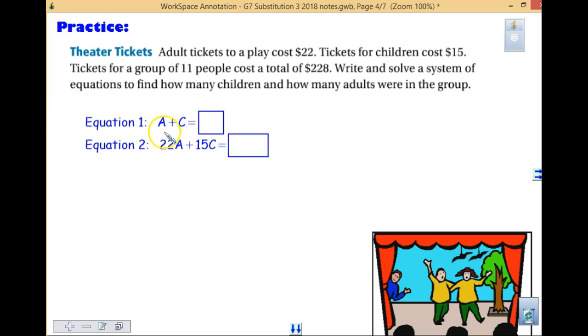So instead of using x and y, they used a and c, adult and children, right? Makes sense? So this is the number of tickets. How many tickets? How many people went?